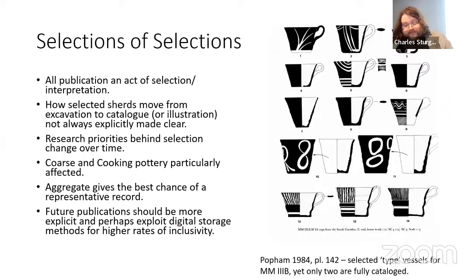For instance, in publishing the Unexplored Mansion, Popham privileged the impressive LM2 floor deposits, providing them with fully catalogued ceramic entries and a wide selection. By comparison, as I've illustrated here, material dating to MM3 and LM1 received far more token treatment, with only composite photos, a few drawings, and no detailed cataloguing, a far more limited selection.